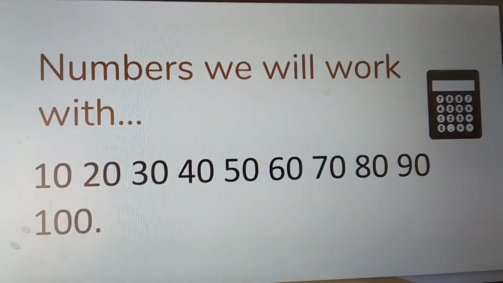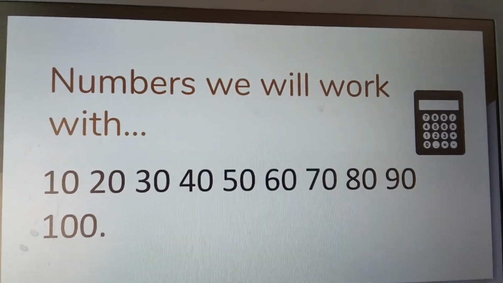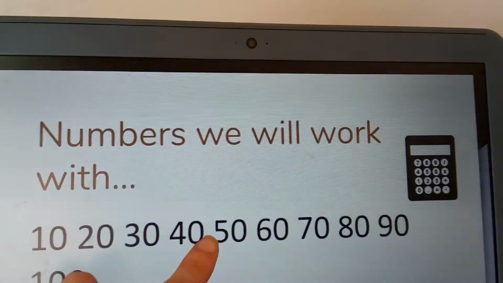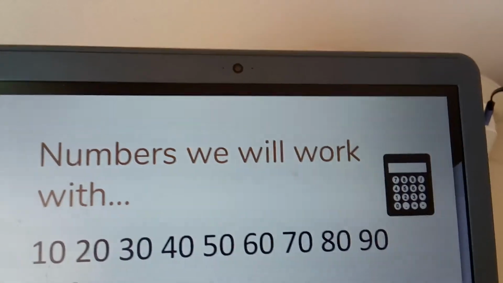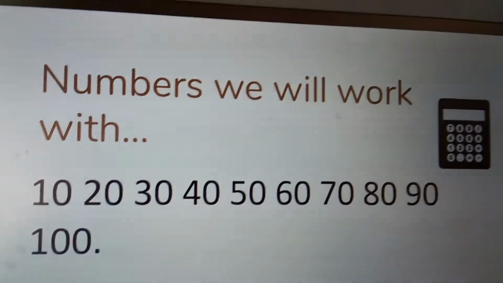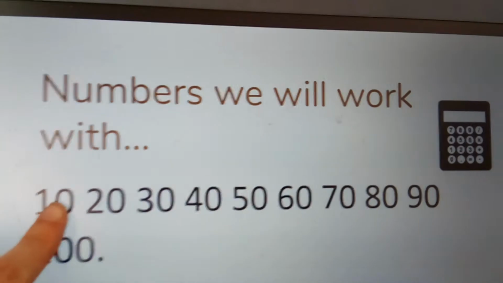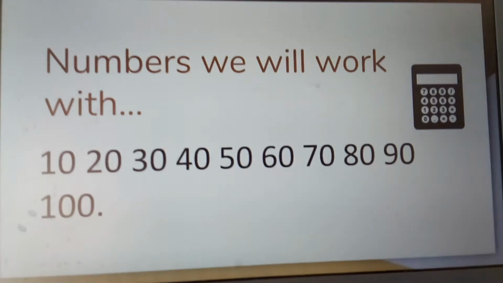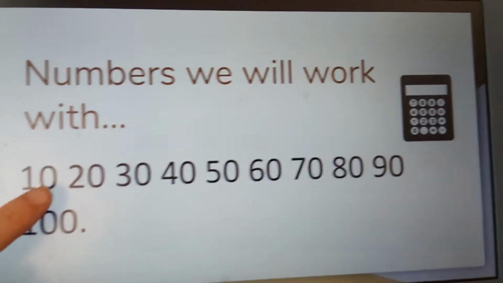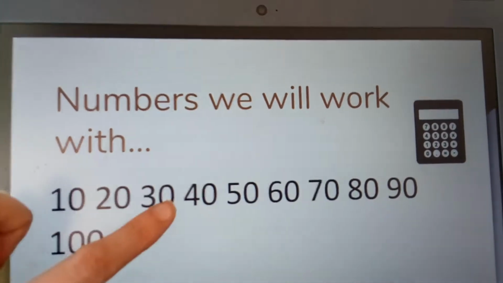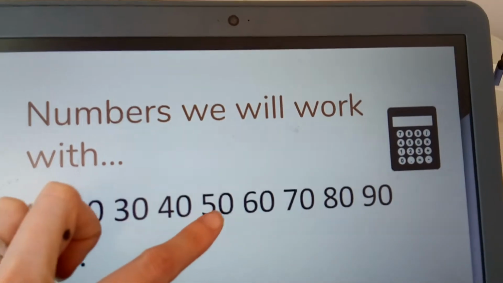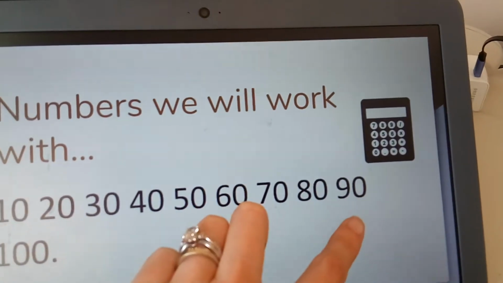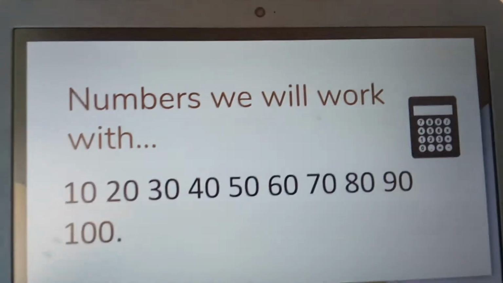So what I mean by multiple of 10 is these are the numbers that we will work with. Numbers that have either a 1, 2, 3, 4, 5, 6, 7, 8, or 9 in the tens place. Now, in the ones place, you're going to notice there's always going to be a 0. These are called our tens. I'm going to say each number and you repeat after me. 10, 20, 30, 40, 50, 60, 70, 80, 90, and 100.